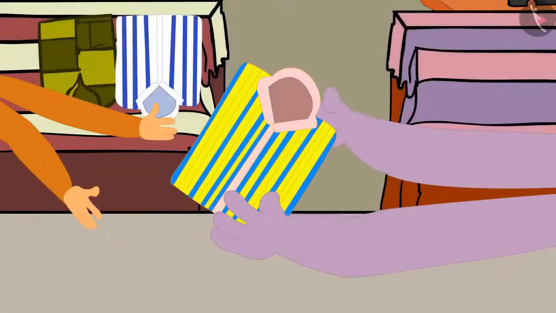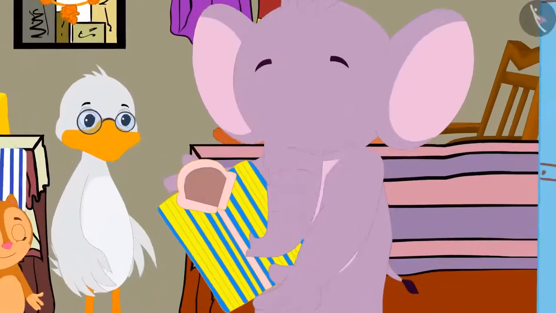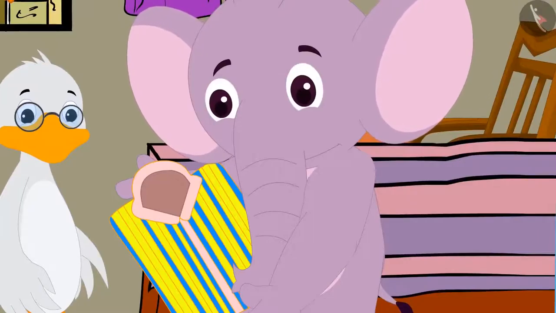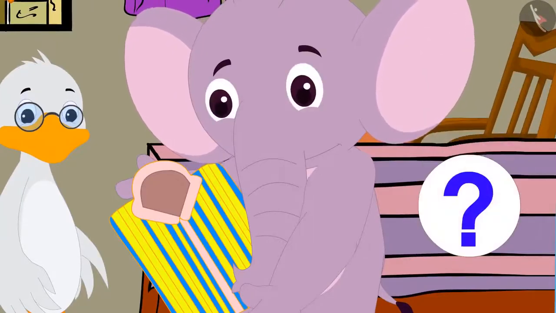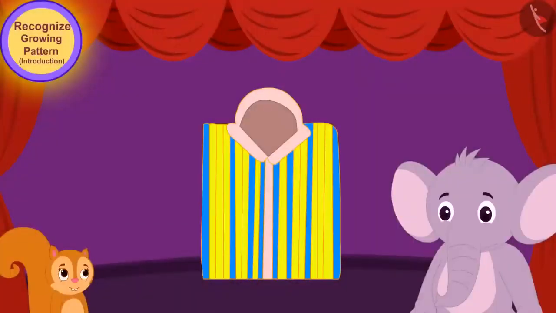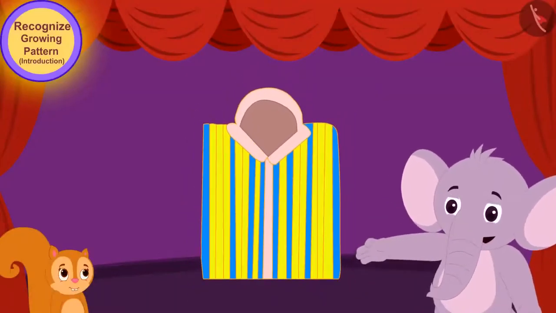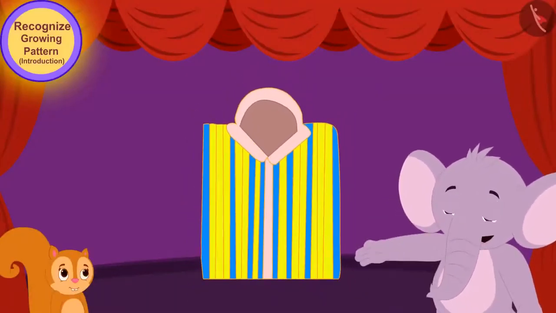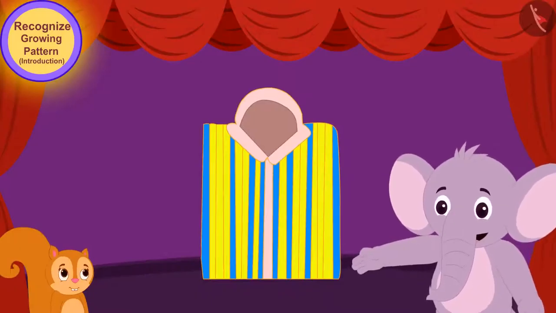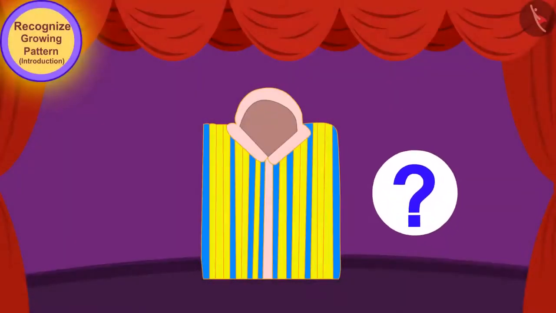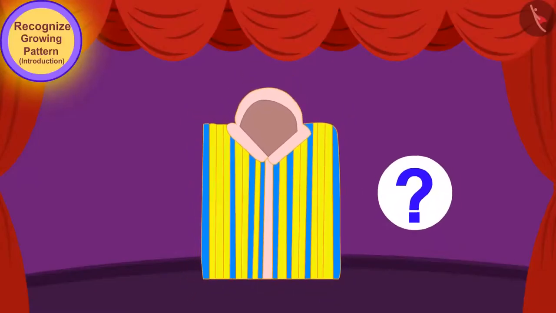Appu took that shirt from Chanda and looked at it carefully. But he did not understand how the pattern is being formed on that shirt. He said to Chanda, "Chanda, I don't see any repetition of any color or shape on this shirt. Then how can there be any pattern on this shirt?" Children, do you see a pattern on this shirt?